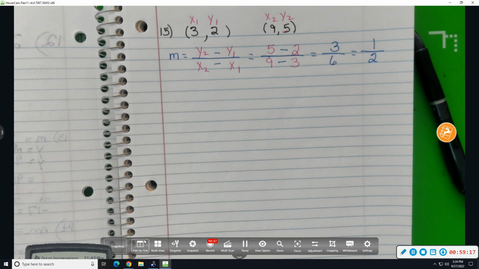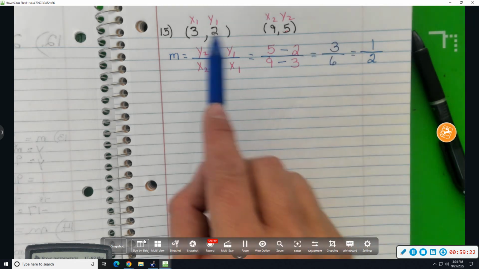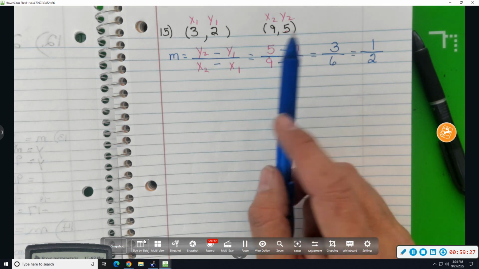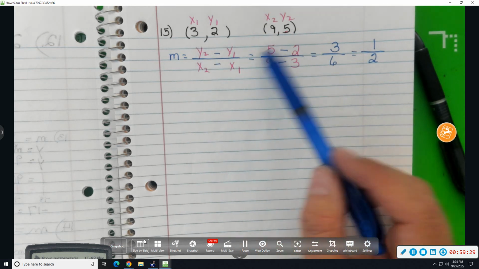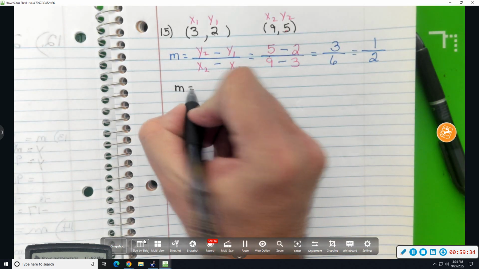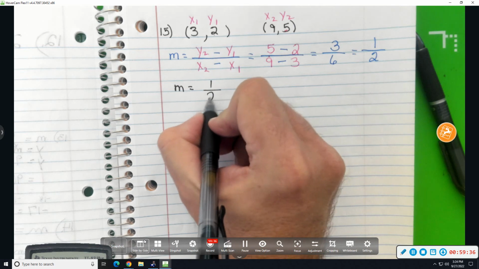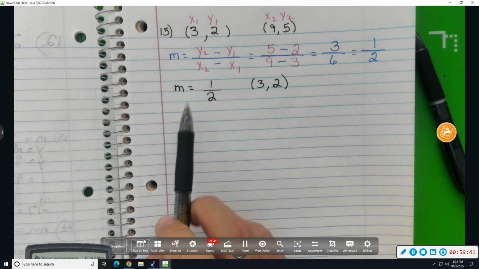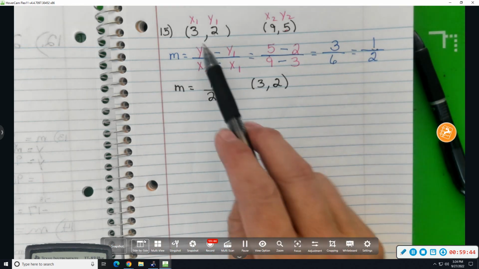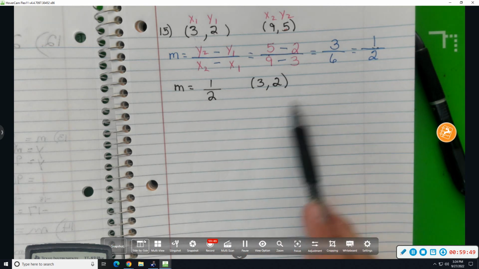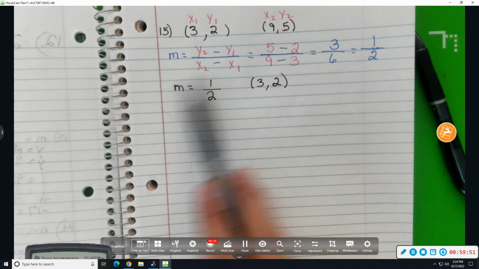Now it's very much like problem 14. Here's the slope. Well, we have 2 points. All we need is 1 ordered pair. I generally choose to work with the ordered pair that looks like it has the smallest numbers. So we now have the slope, and I'm choosing to work with the first ordered pair. You could work with the second ordered pair, you'll still get the same equation.